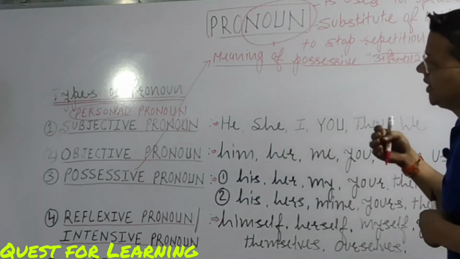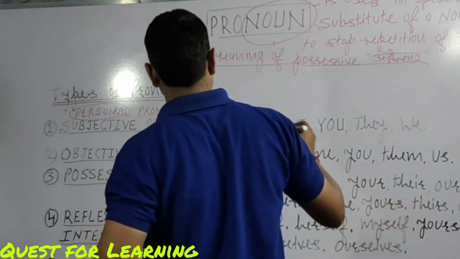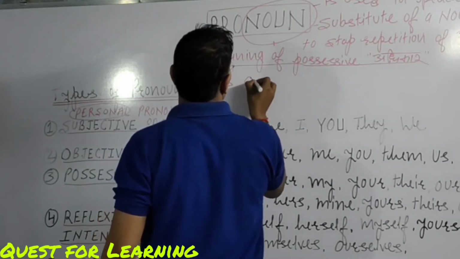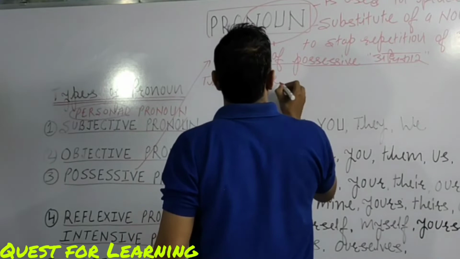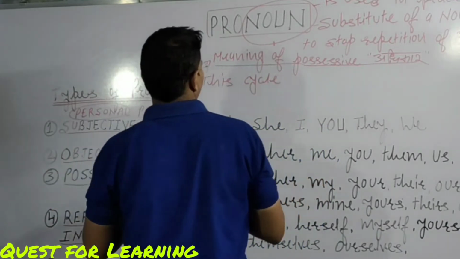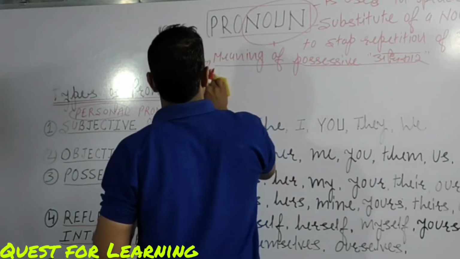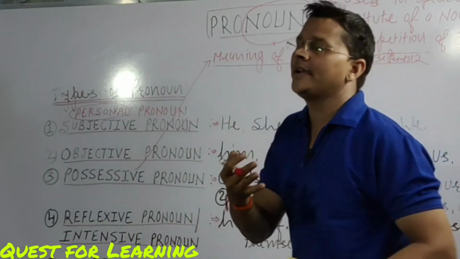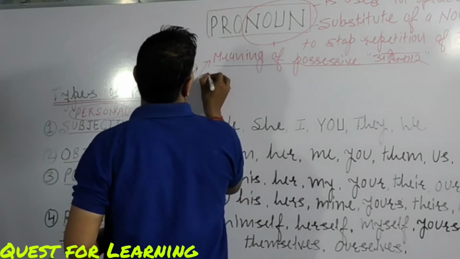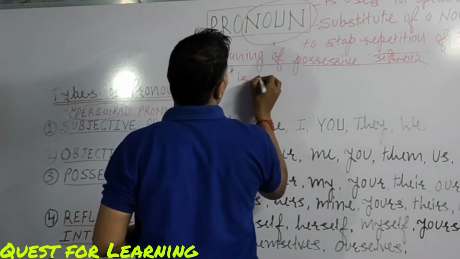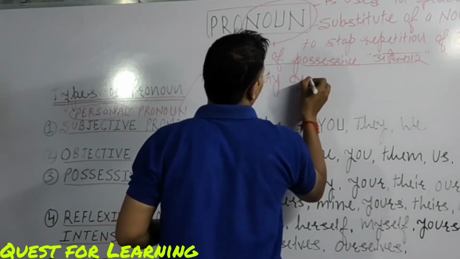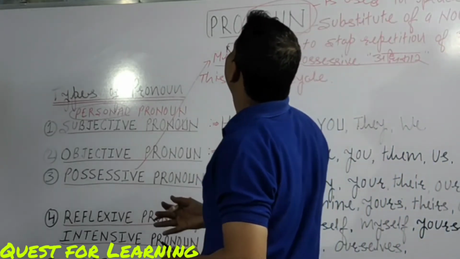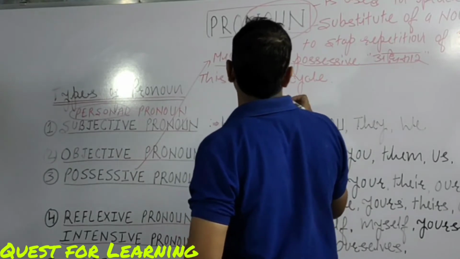Okay. How? If I say this cycle, if I want to say ये मेरी साइकिल है, तो मैं क्या कहूंगा? This is my cycle. This is my cycle, है ना. My cycle, ये मेरी साइकिल है. This is my cycle. Okay.